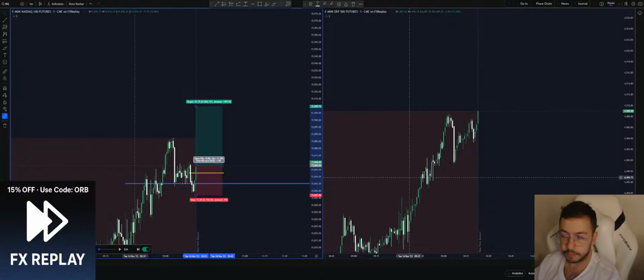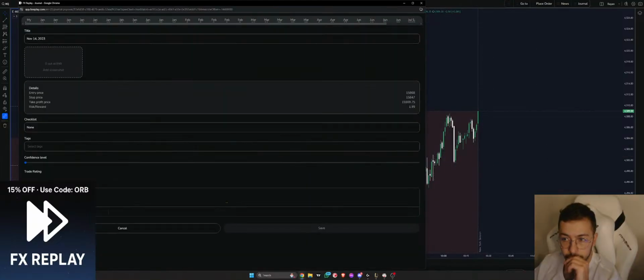There's an SMT as well. SMT, yes. VWAP up above.